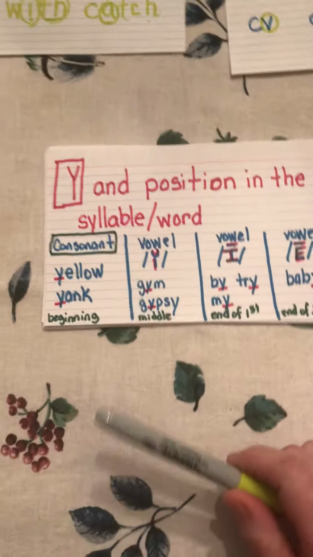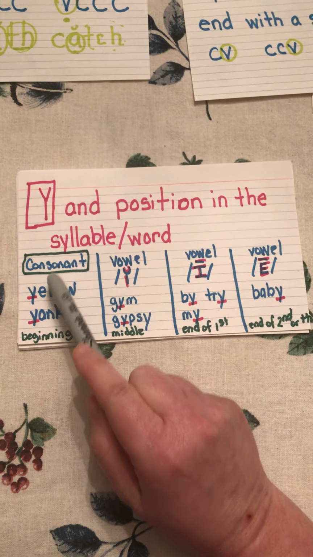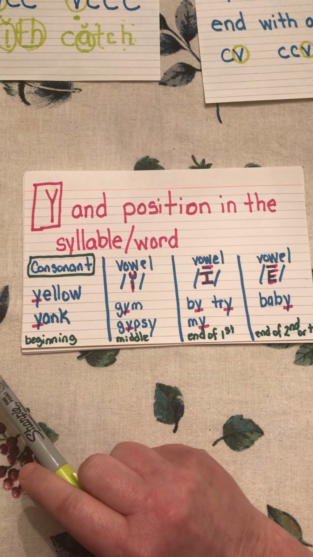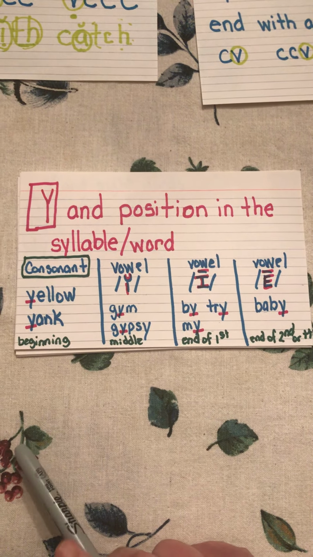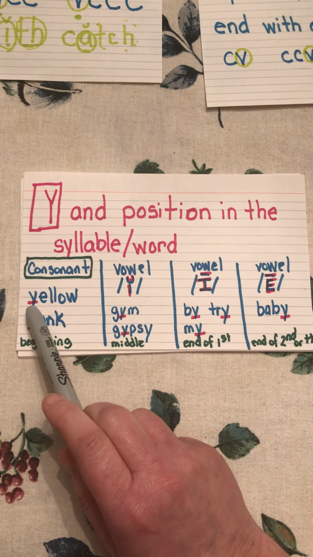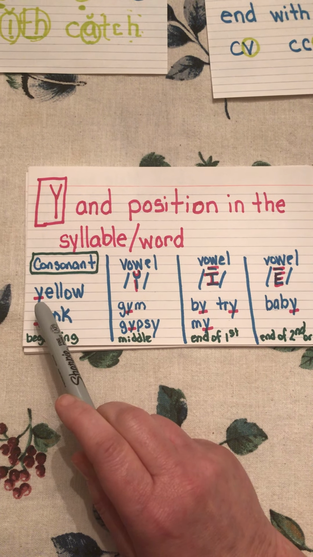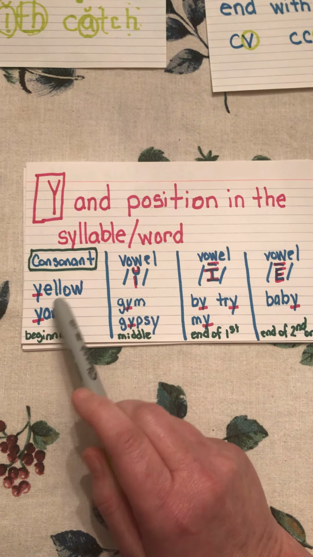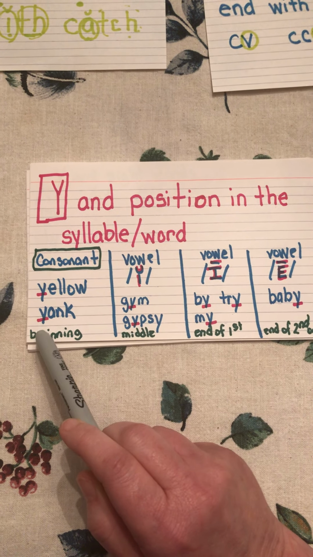Okay? So in this one right here, there's only one time that you're going to see Y as a consonant. There's three times that you're going to see Y as a vowel. Y is only a consonant when it's the first letter of a syllable. First letter of a syllable. So in the word yellow or the word yank, it's at the beginning of the syllable.